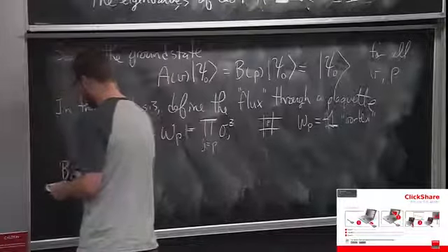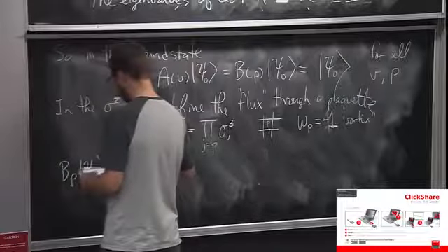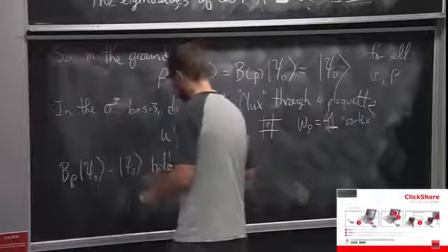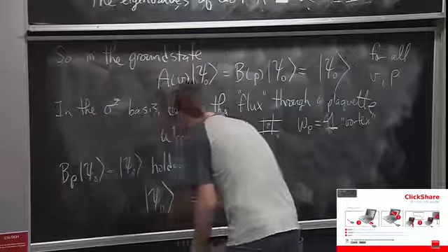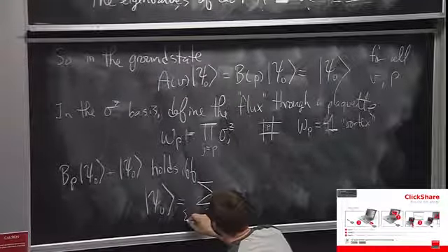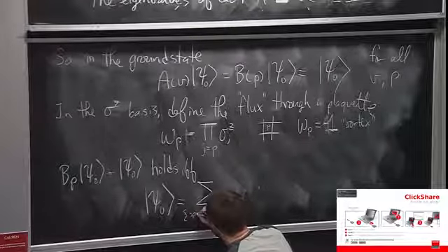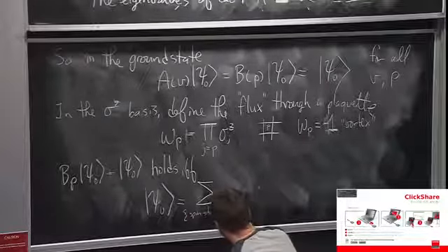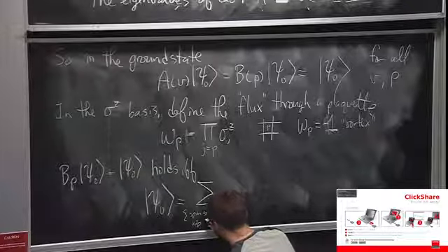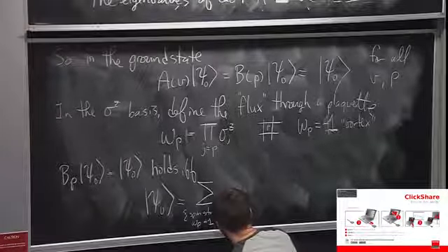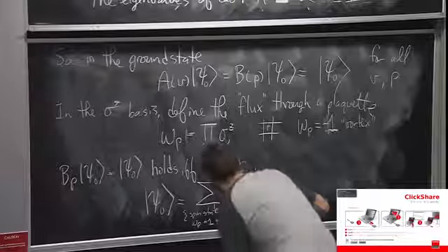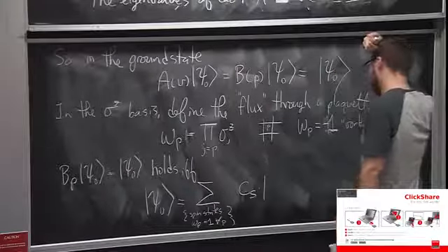So the condition holds only in the ground state: for all spin states, every vortex operator is equal to one for all plaquettes, with some coefficient. And I want to label all the spin states. I'll call it S.